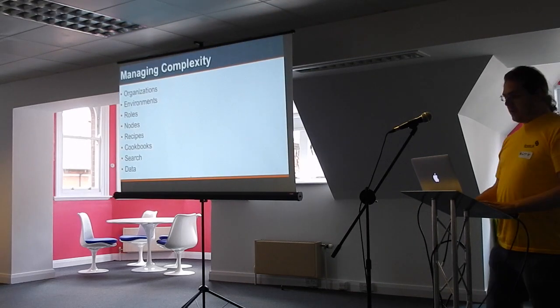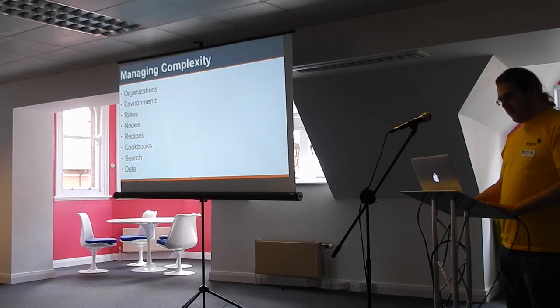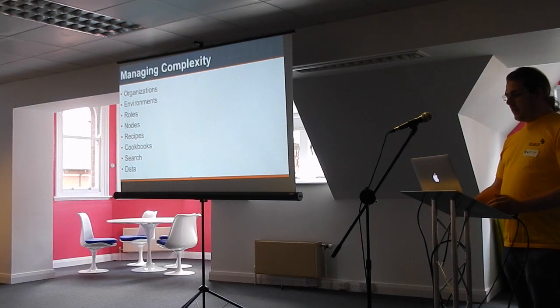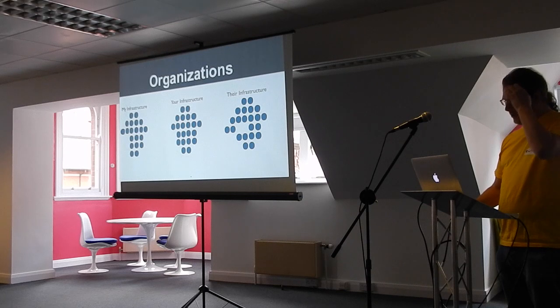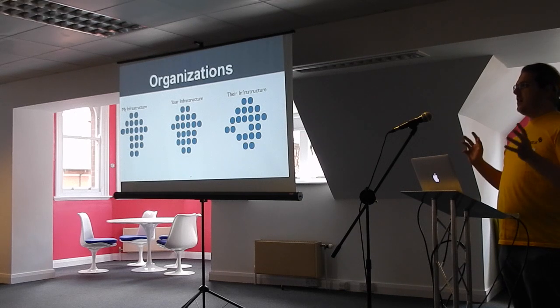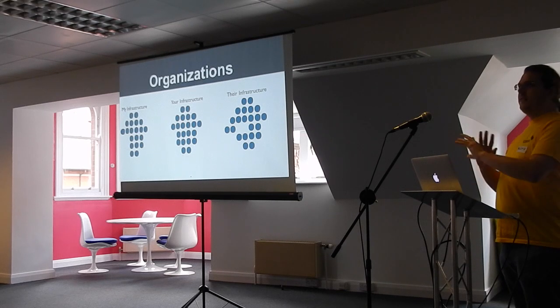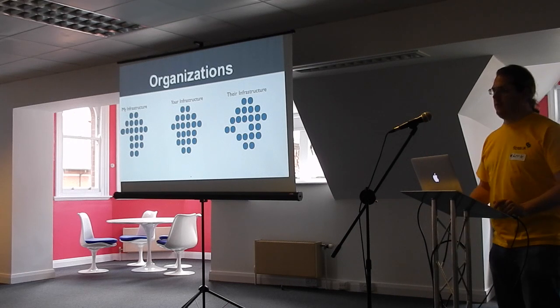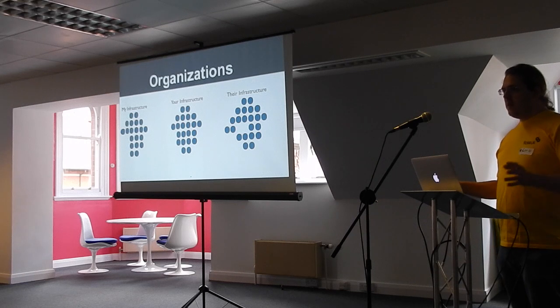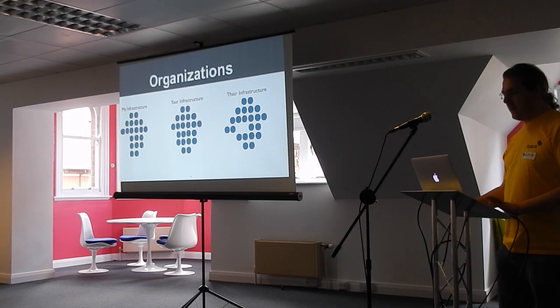So in order to manage complexity, there's various things that we provide within the Chef system. Organizations, environments, roles, nodes, recipes, cookbooks being a collection of recipes, and then there's search and data. So organizations are different people's infrastructure. Within an organization, the way it's set up is that one organization can't see anything about another organization. They're completely separate. It effectively allows you, with one Chef server, to manage multiple completely isolated sets of systems.